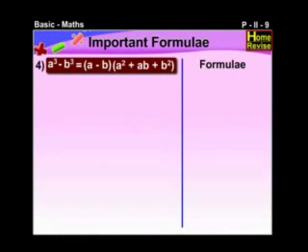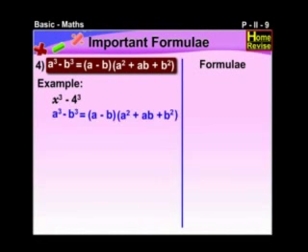Fourth formula, a cube minus b cube is equal to, in the first bracket a minus b, in the second bracket a square plus ab plus b square. Take one example, x cube minus cube of 4. Here x means a, 4 means b. Now apply the formula. A minus b, that is x minus 4.